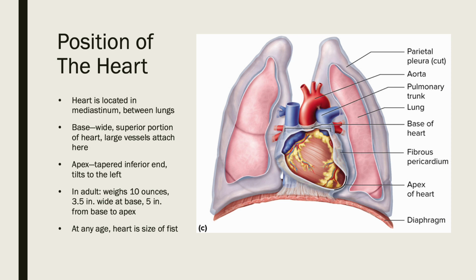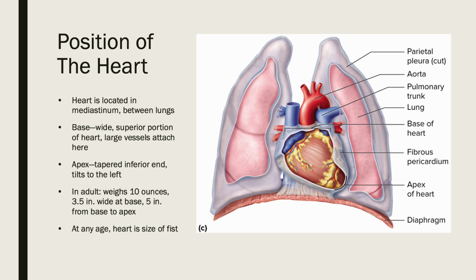This is an important area because when you're listening to the heart with a stethoscope, you always want to aim for the apex. It's where you're going to get the best heart sounds from, the apex. In adults, the heart weighs about 10 ounces and it's about 3.5 inches wide and about 5 inches tall from base to apex. At any age, a healthy heart should be about the size of a person's fist.